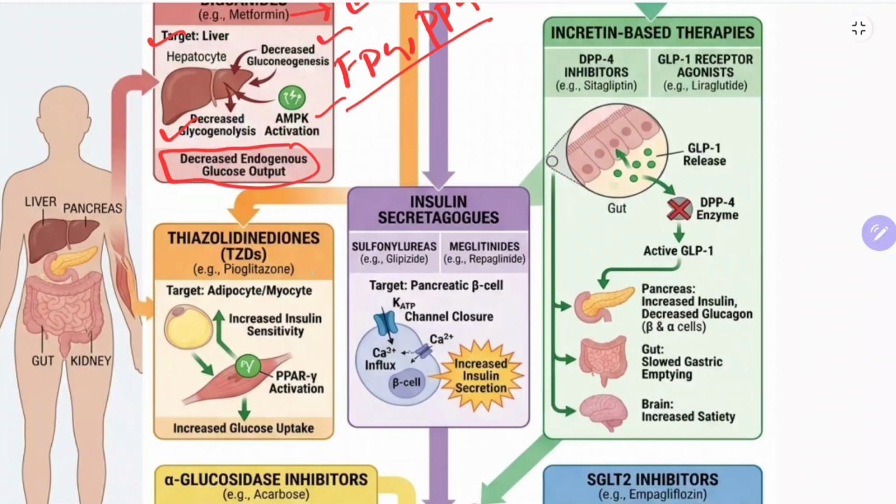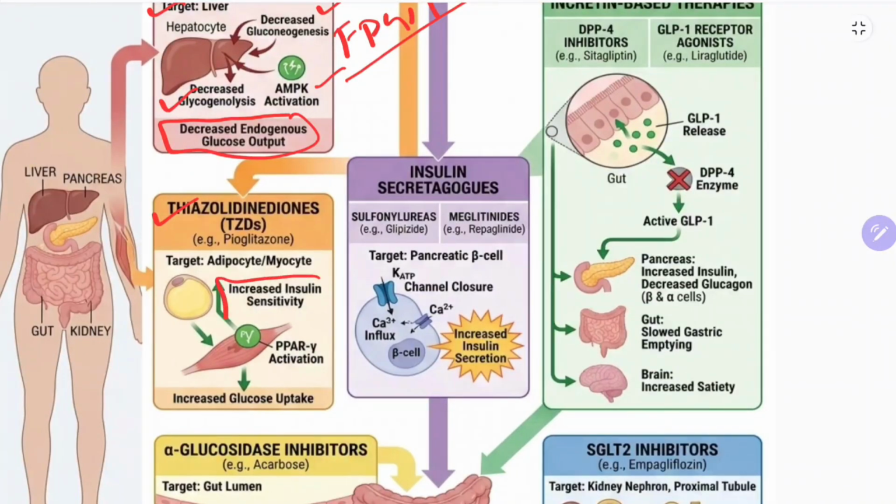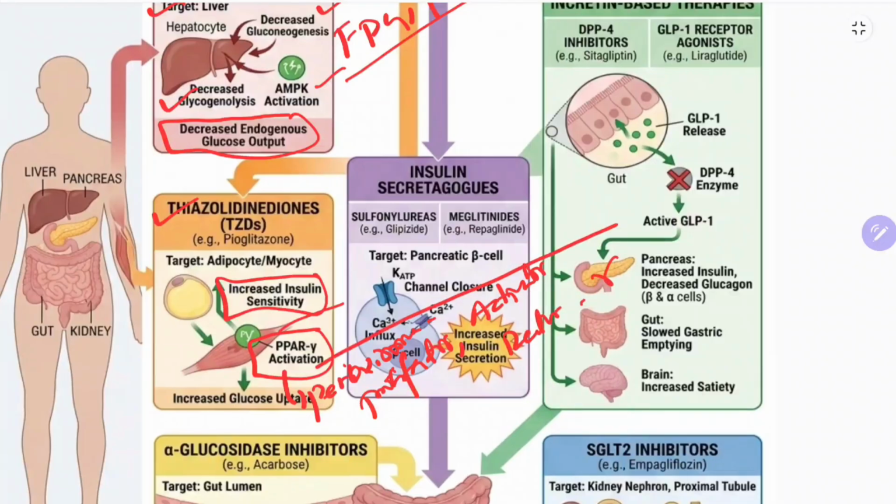Coming to those which act on muscle and adipose tissue, that is thiazolidinediones. They increase insulin sensitivity. This is very important. How do they do it? By PPAR gamma activation. What is PPAR gamma? The full form is peroxisome proliferator-activated receptor gamma. Actually this is a receptor which is situated in the nucleus, in the DNA.